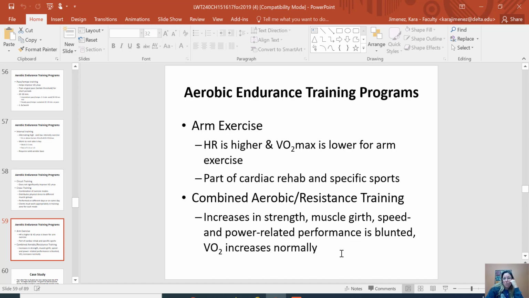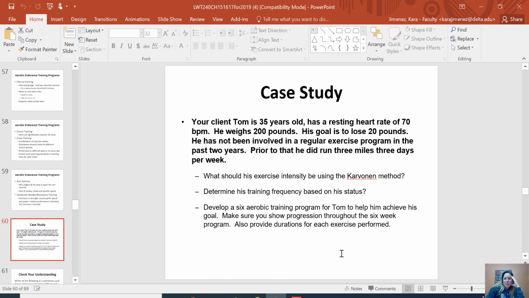Okay, so there's different things that we can do as far as what types of aerobic exercise we can do with our client. So I did provide a case study here about Tom. He's 35 years old, resting heart rate. What I'd like you to do is to pause the video and go ahead and find your answers to that case study. And then when we come together tomorrow in our meeting, I'd like to have your answers.